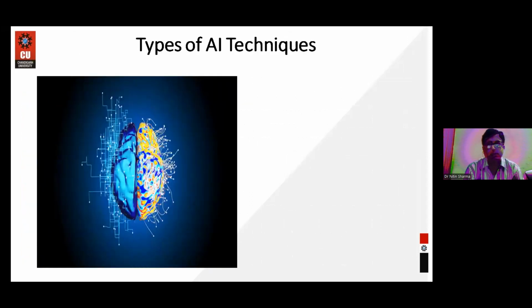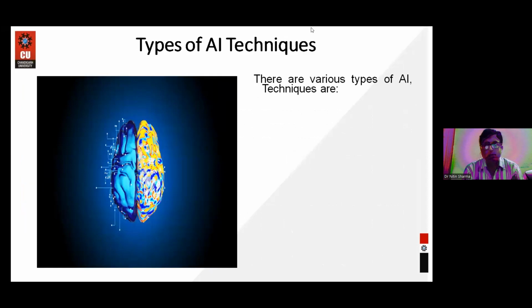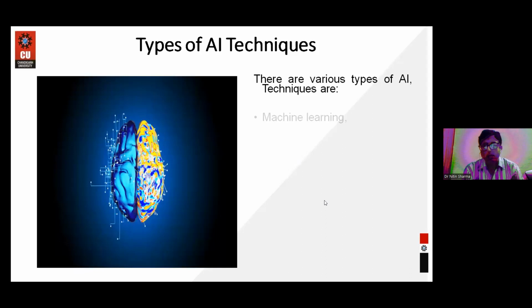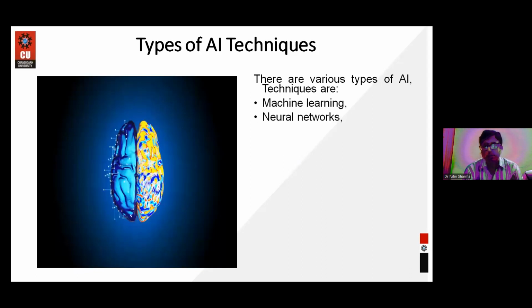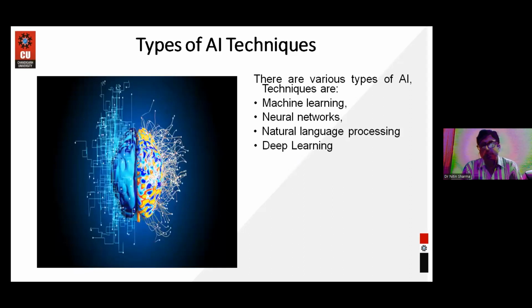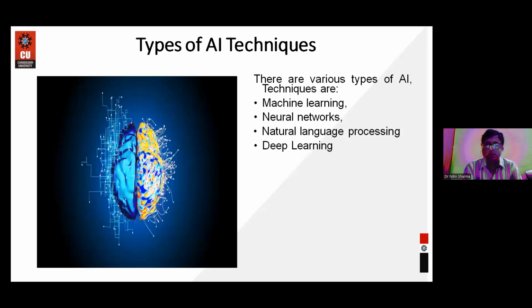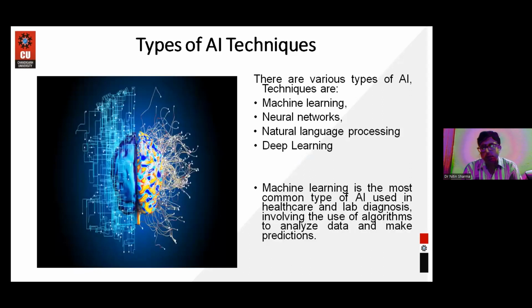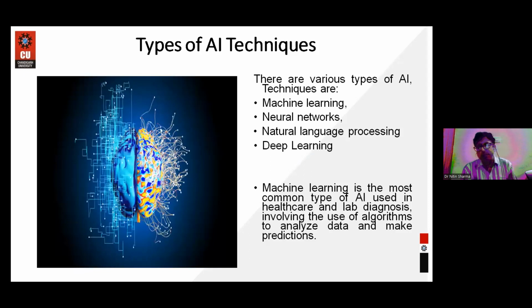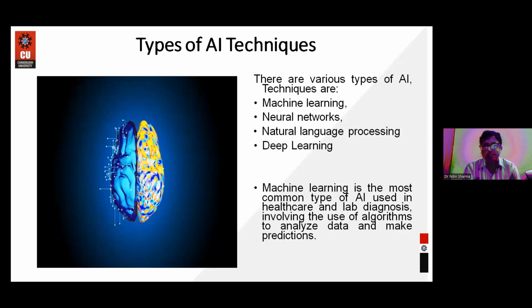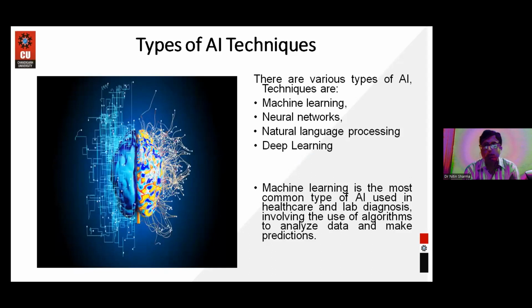Next, what are the types of techniques we have in AI? There are different techniques: machine learning and neural networks, artificial neural networks, natural language processing, deep learning. These are the various techniques in AI which we involve while making the machine learn. The major part here is machine learning. It's the most important type of AI used in healthcare and lab diagnosis, which involves certain algorithms to analyze the data and make them predictive. They are able to predict.